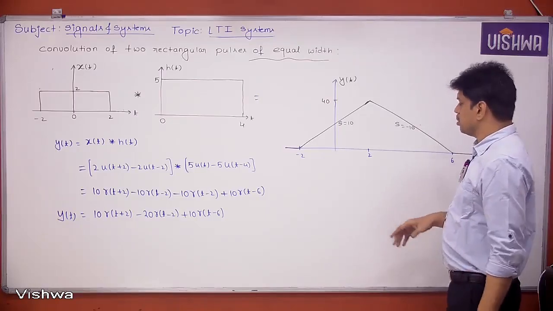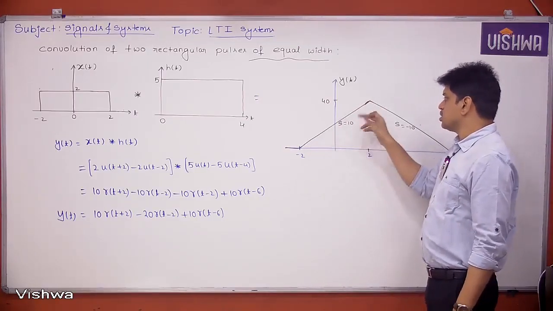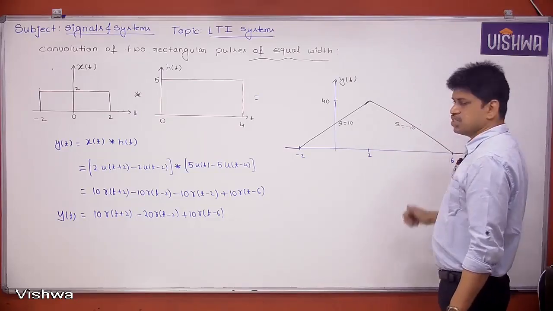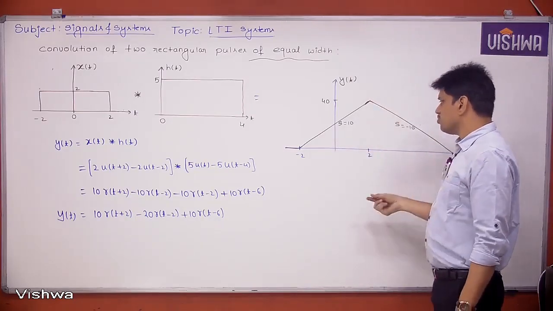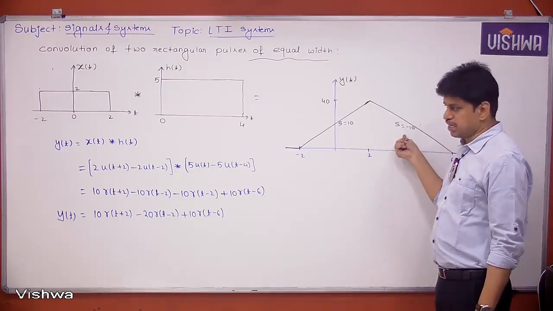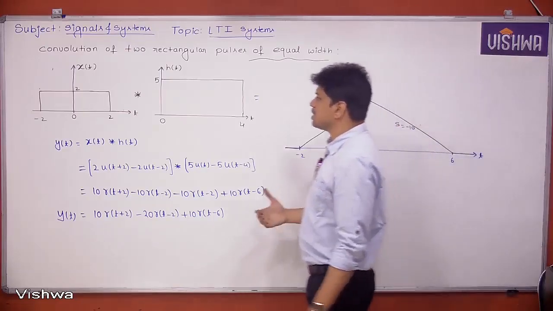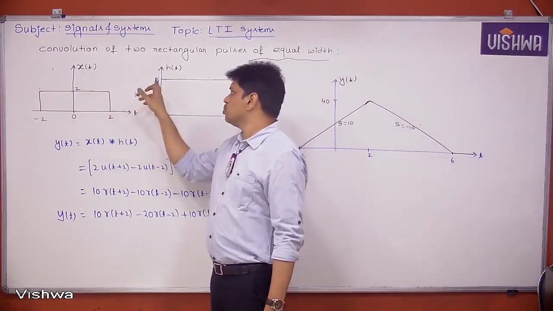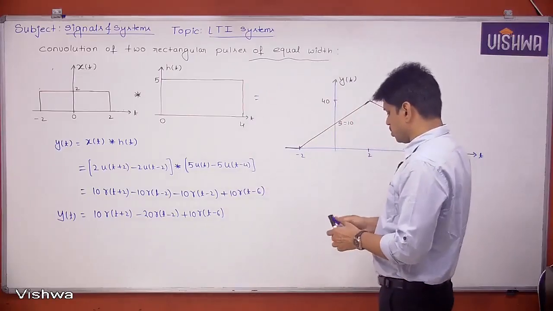Next, I can call this a rising edge and this a falling edge. This is rising edge, this is falling edge. If you observe carefully, the slopes of rising edge and falling edge are the same but opposite in sign. Do you know what is that value? 10 and -10, which is exactly the product of 2 and 5. So this is what we have to remember. So I am writing those points.